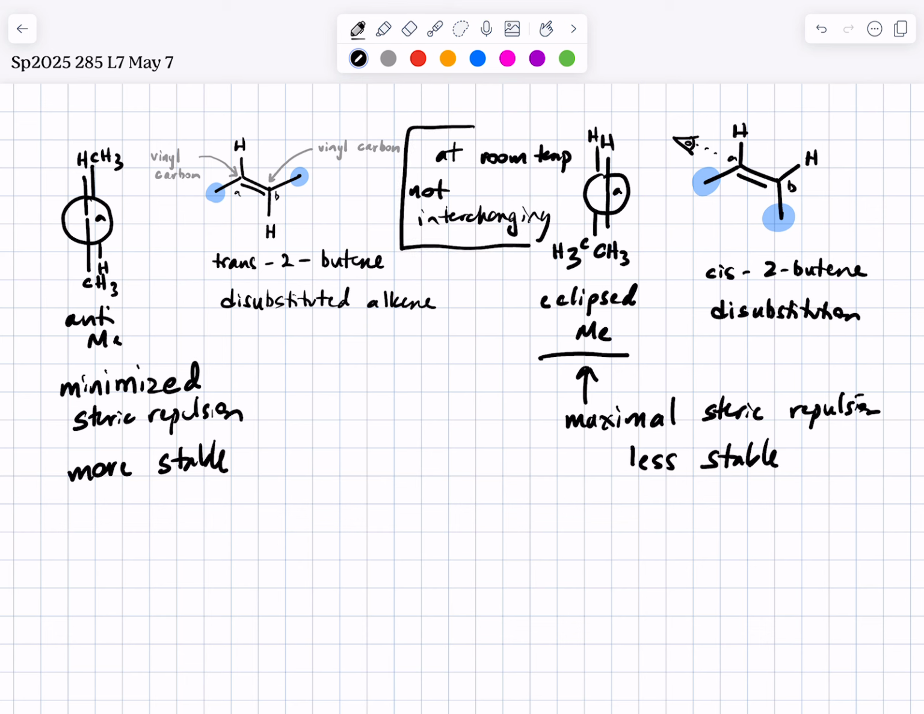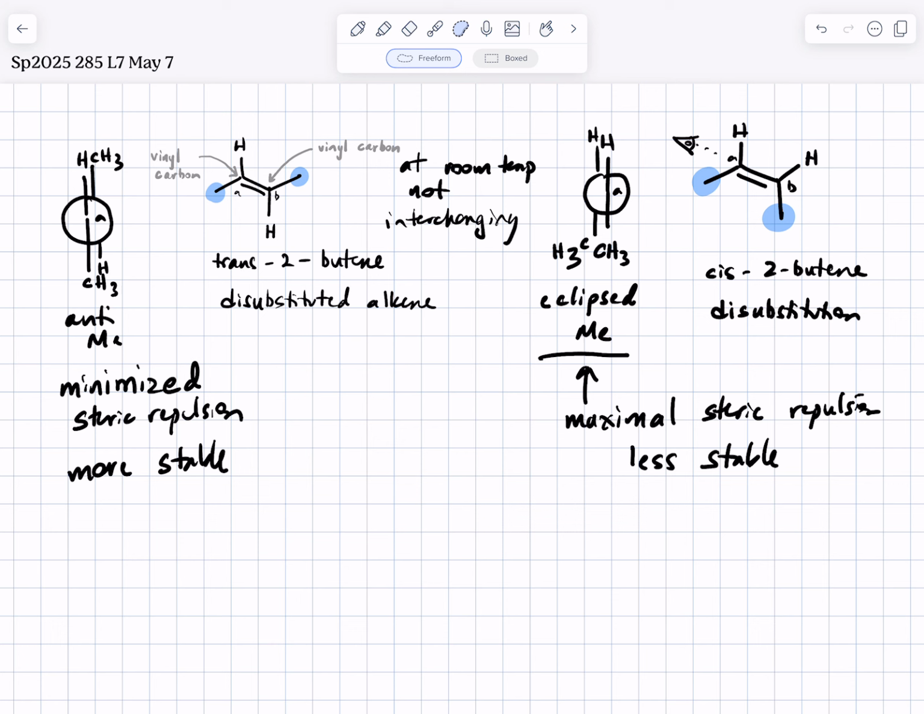You can get to high temperatures where you have enough kinetic energy to break the pi bond temporarily and rotate around the double bond. But importantly, at room temperature or under the conditions where biology operates, you don't rotate around pi bonds. So if you have the trans, it's not going to turn into the cis, and if you have the cis, it's not going to turn into the trans, unless, of course, you break a pi bond.